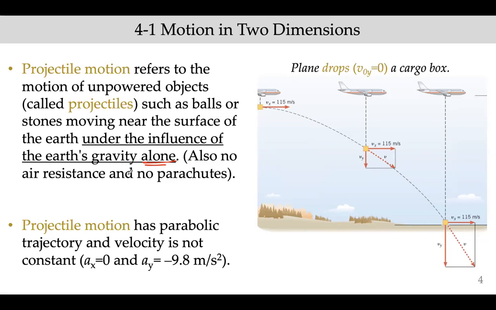So any object which doesn't have any motor or no parachutes or anything, it's just the object itself and no air resistance. If you just release it, and if the only force that acts on it is just the gravity, g, the only acceleration that acts on it, then we call it projectile motion, and it will follow a path which is parabolic. The word projectile is coming from project.